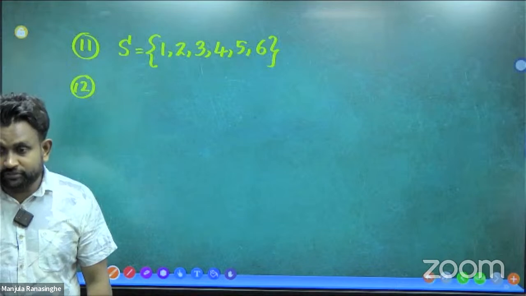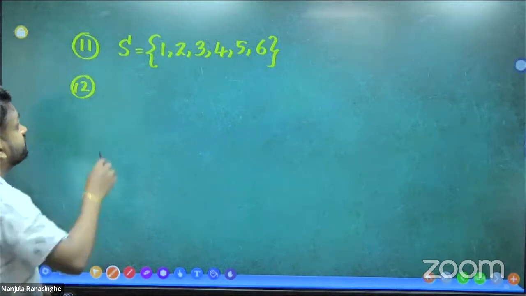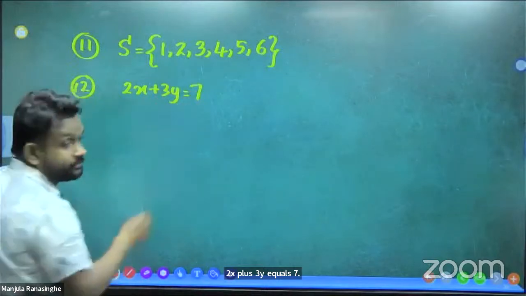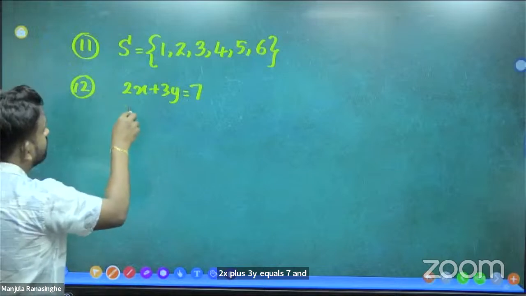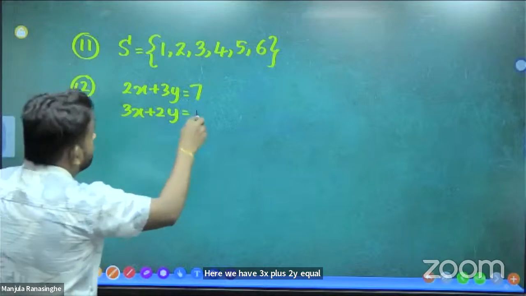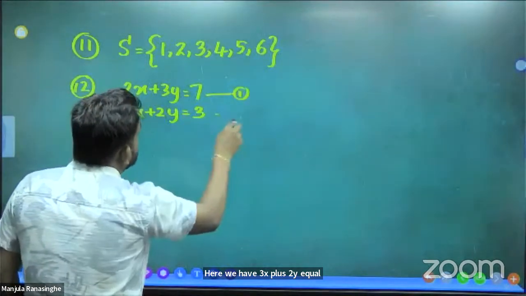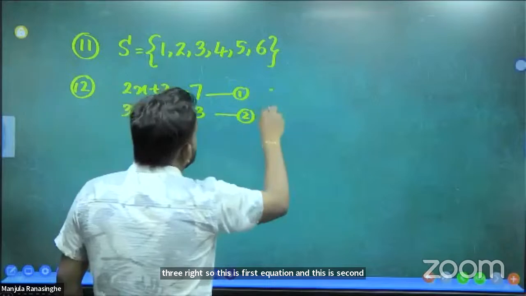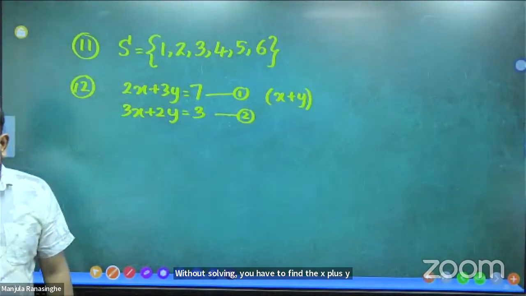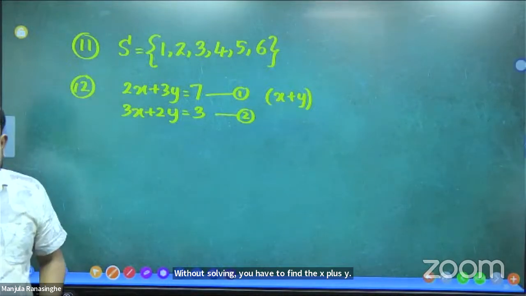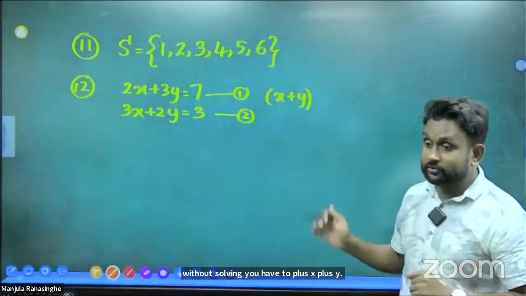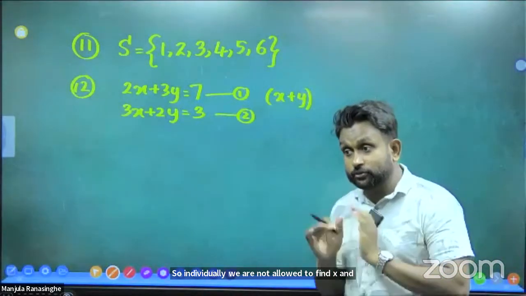Right. So the next question says that 2x plus 3y equals 7, and here we have 3x plus 2y equals 3. So this is the first equation and this is the second equation. Without solving, you have to find x plus y. Individually, we are not allowed to find x and y and then add them. We have to find x plus y together at once.